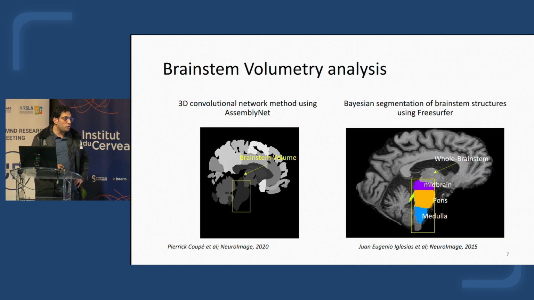Here we employ two state-of-the-art techniques for segmentation of the brainstem. The first is AssemblyNet, a software that uses a deep learning method, a 3D convolutional network, for segmenting the brainstem. And the second uses a mesh atlas-based method made by 50 experts, via FreeSurfer, for more specifically segmenting the midbrain, pons, and medulla.